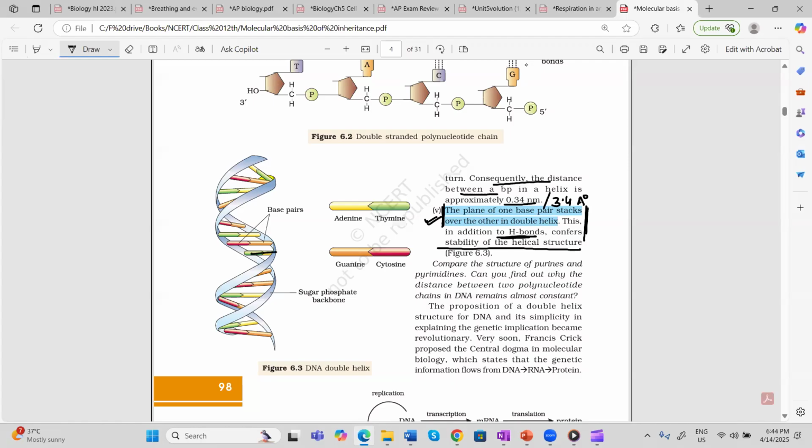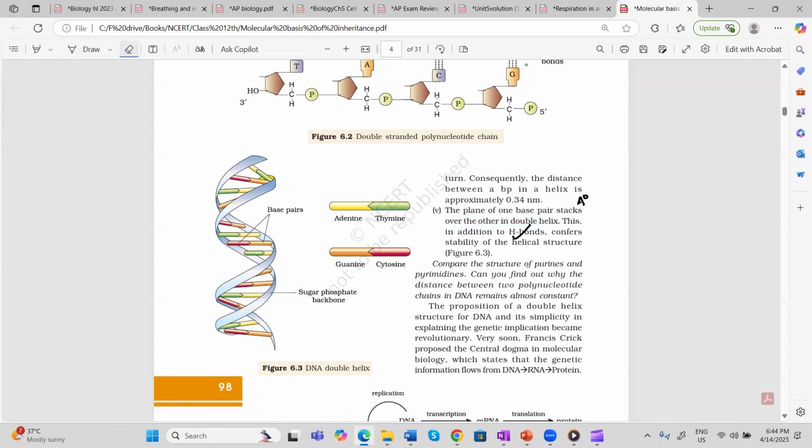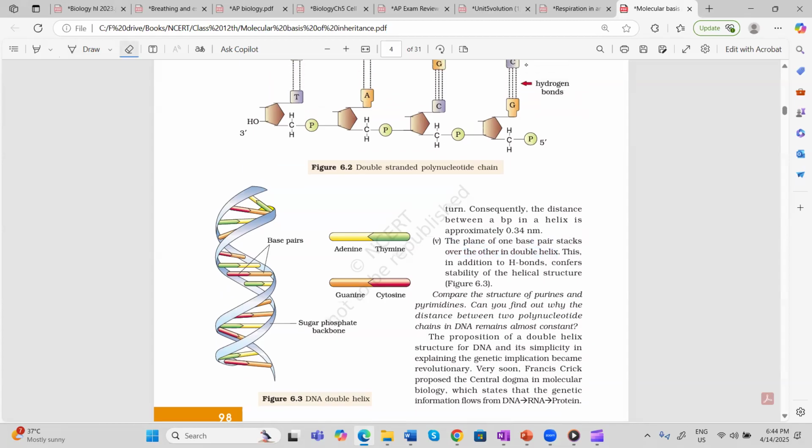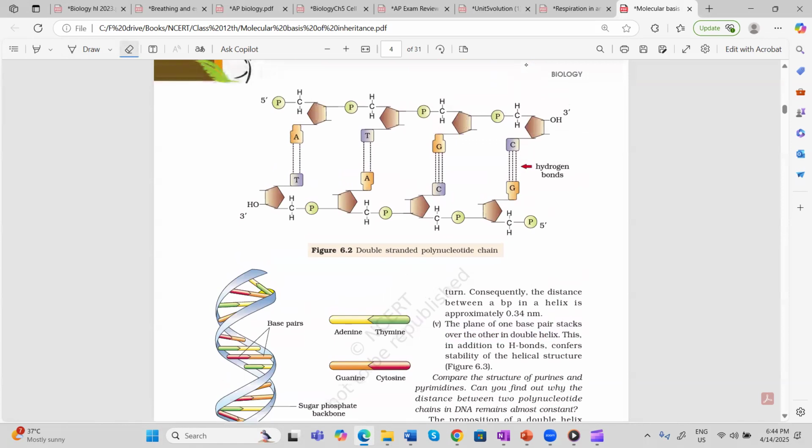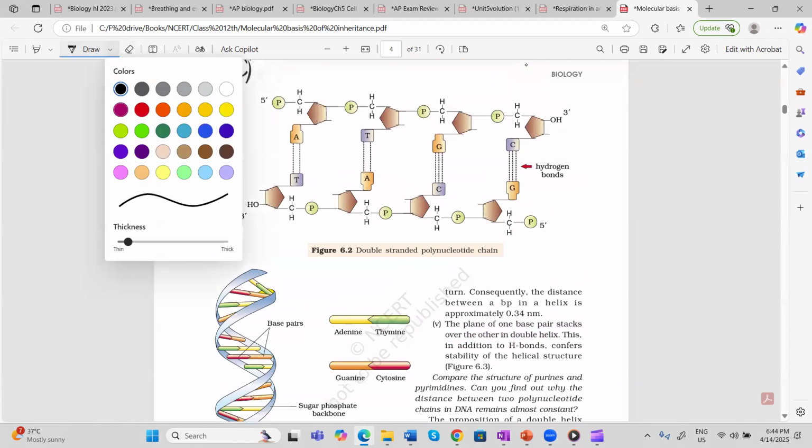See, this is exactly on this one. The top one is exactly on top. So it is giving stability, because if you read the line carefully, this is in addition to hydrogen bond. So first is hydrogen bond, and this plane also is giving stability to the double helix model. Clear? Now, if I ask you a question from here, please try to help me out.